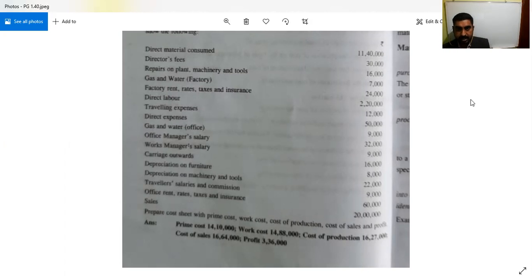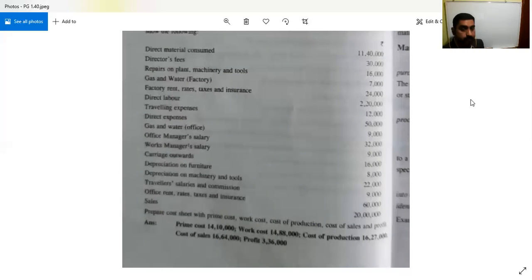Carriage outwards, it is 16,000. Depreciation on furniture 8,000. Machinery and tools depreciation 22,000. Traveler's salary and commission 9,000. Office rent, rates, taxes and insurance, it is 60,000. And sales, it is 20,000. Prepare the cost sheet with the prime cost, then work cost, cost of production, cost of sales and profit.